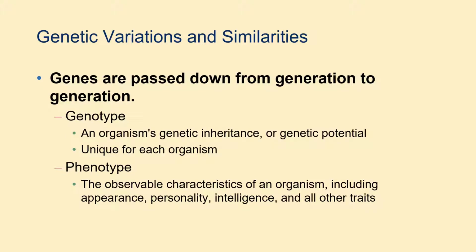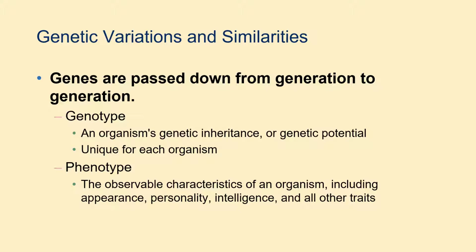We know that genes are passed down from generation to generation. Genotype and phenotype are very similar sounding words that are related but actually mean different things. Genotype is an organism's genetic inheritance or genetic potential and is unique for each organism. Genotypes can only be determined by biological tests, not by observations.